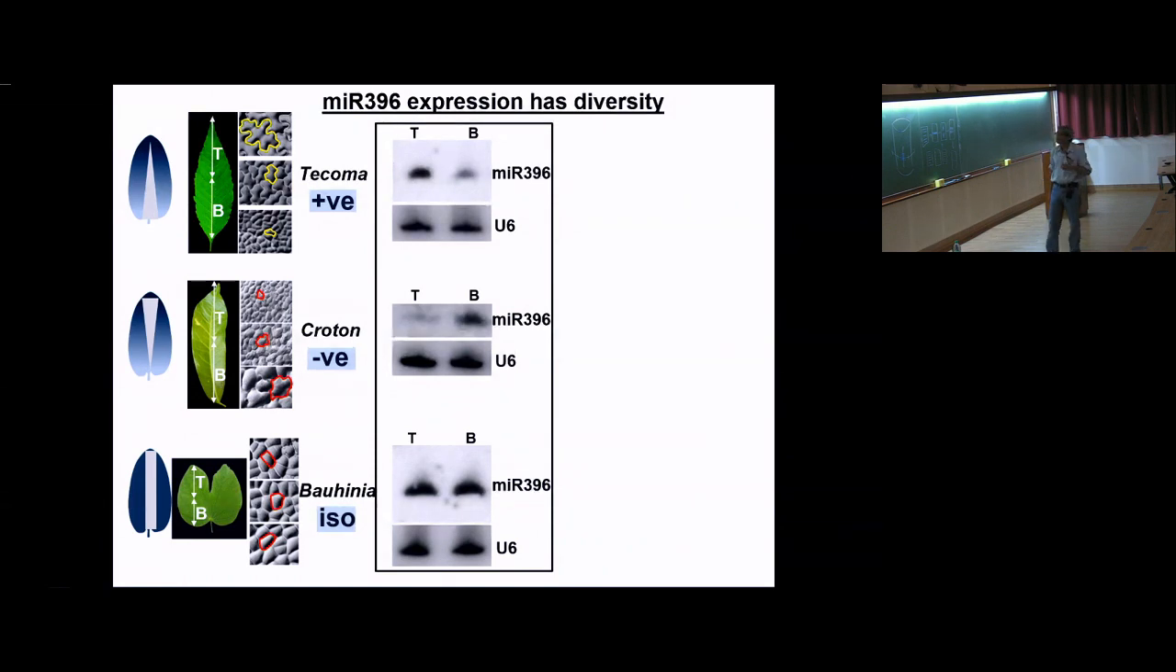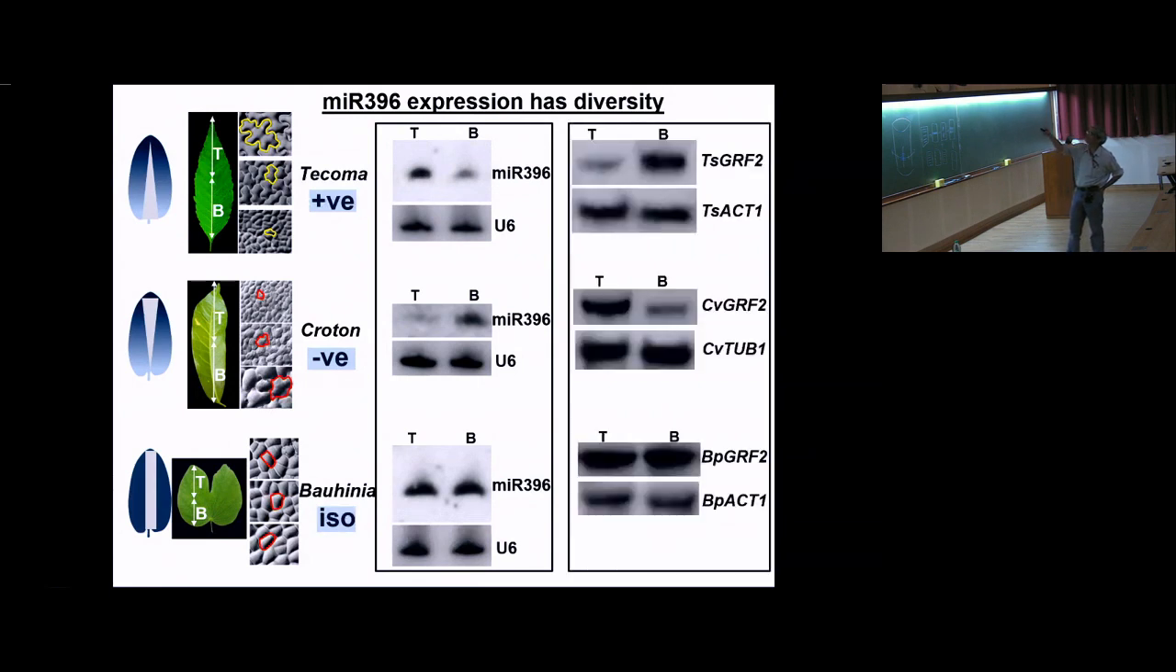But you can argue that the MIR396 GRF relationship, which has been studied in Arabidopsis, may not hold true for other species. You know, the GRFs may not be the target of the MIR396 in other species. So what you do is you isolate at least one GRF-like gene from all these species, for which the sequence information is not known, clone them, and then see their distribution here. For example, in this case, which is Tachoma stans GRF2, which has been isolated, wherever there is more microRNA, there is less target. Wherever there is less microRNA, there is more target.